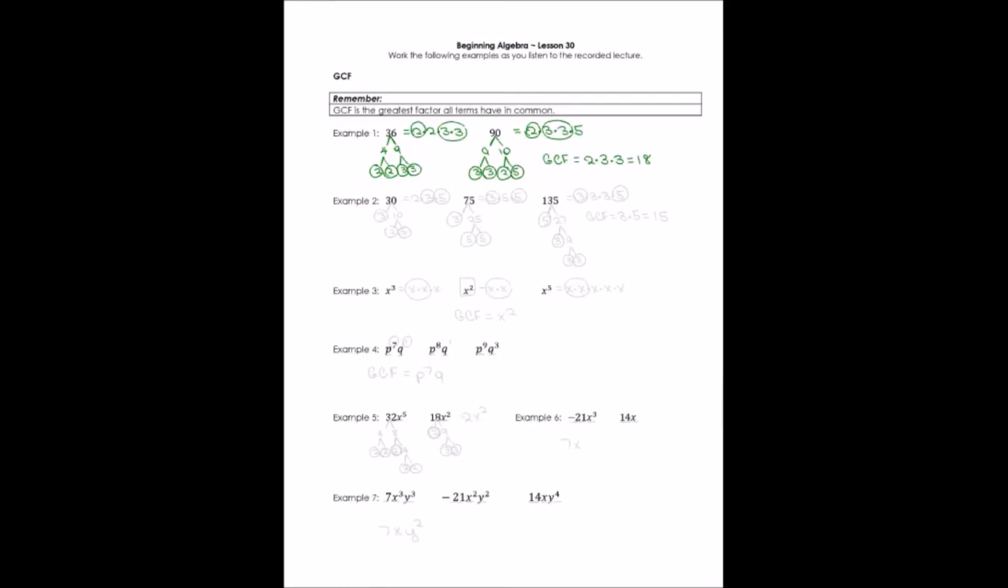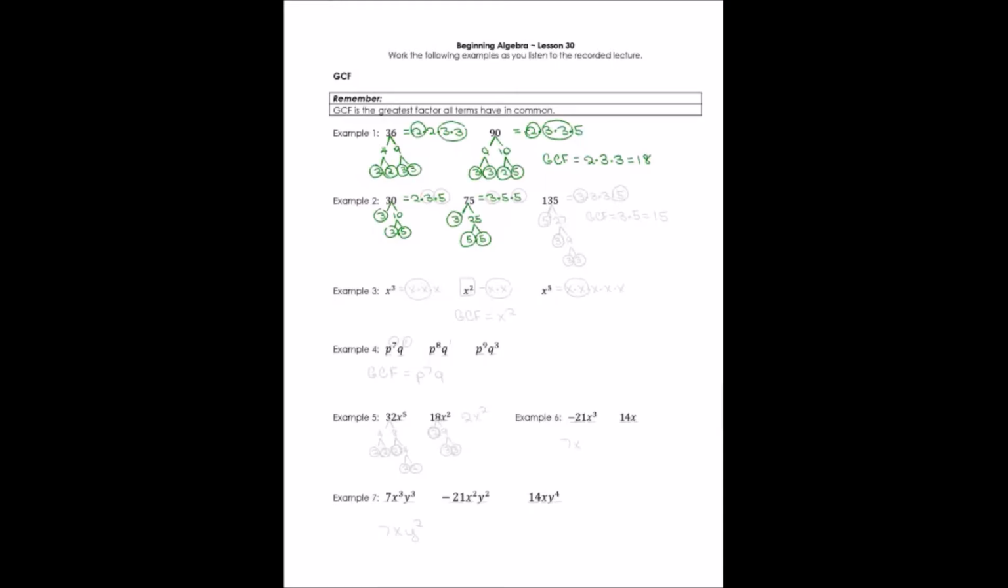Let's look at example 2. We've got 3 numbers to deal with. When we say 30 and we factor 30 to primes, we'd say 3 times 10. And then we'll do 10 again, 2 times 5. 30 is equal to 2 times 3 times 5. 75, well, I'd probably say 3 times 25. And then 25 would factor into 5 times 5. 75 is equal to 3 times 5 times 5.